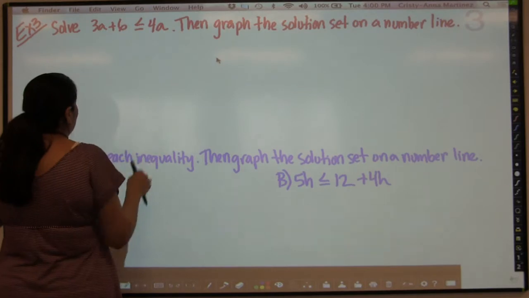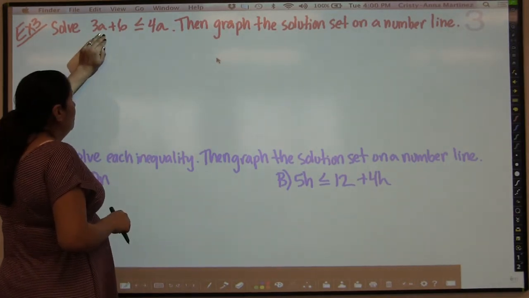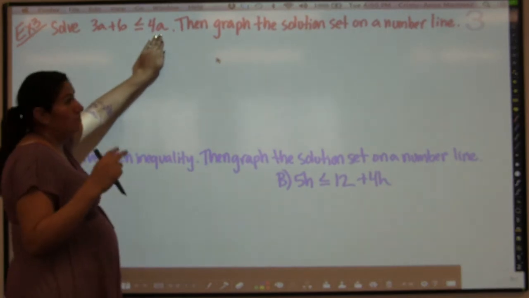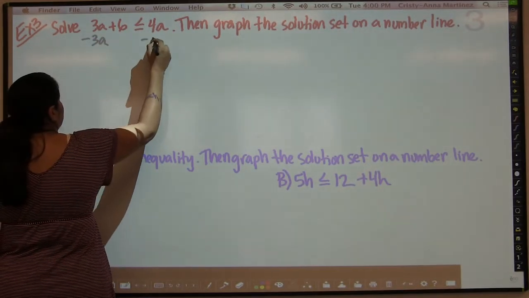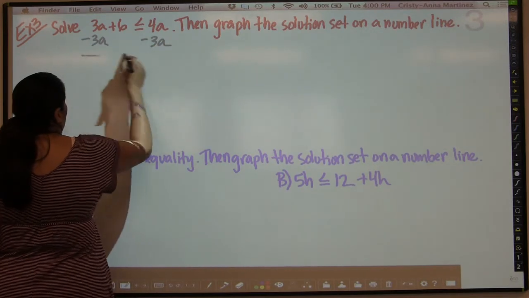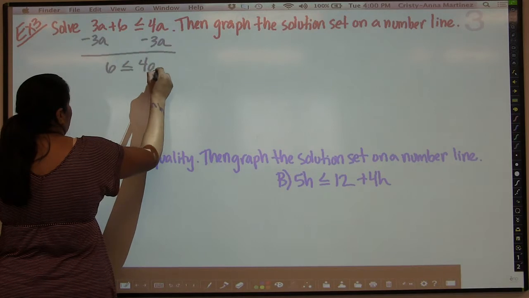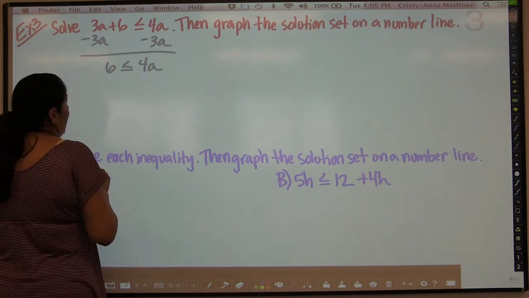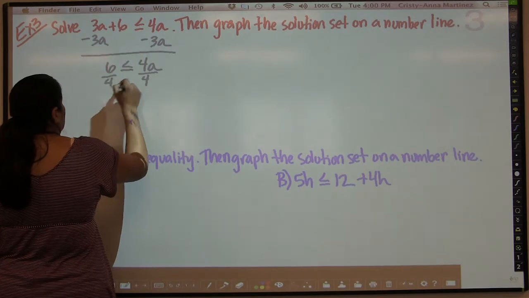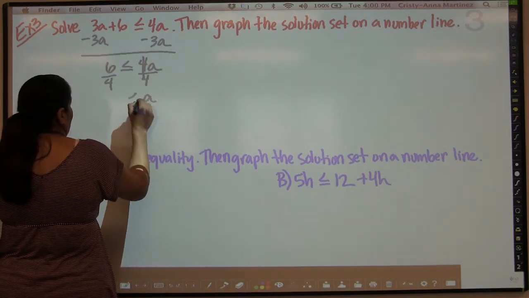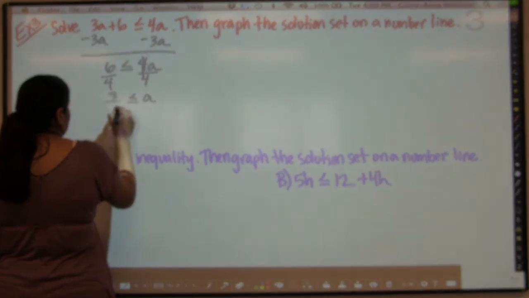And to me, I'm looking at this problem. If I move the 4A to this side and then move the 6 to that, that's 2 steps. But if I move instead the 3A, I only have to do it in 1 step. 6 is less than or equal to 4A. And then I would divide by 4. And A is greater than or equal to 3/2.